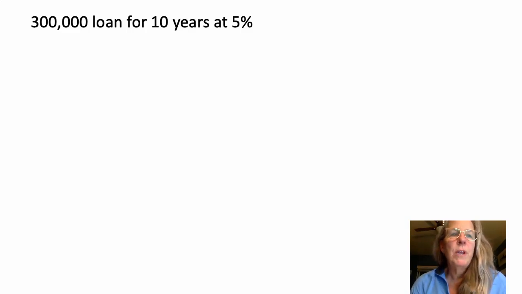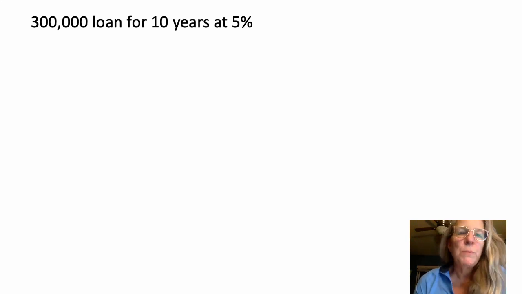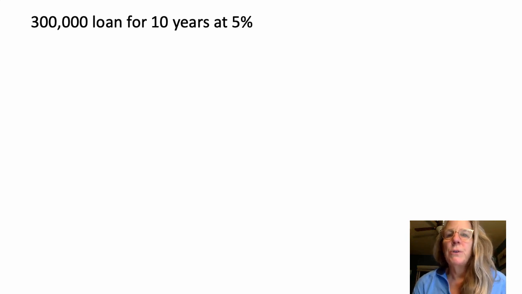Hi, this is a short video on how to calculate the loan payments for the Where to Live project. But the first thing I'm going to do is explain loan payments and how each payment is made up of both interest and principal and how it changes over time. So what I'm going to look at is an example of a $300,000 loan for 10 years at 5%.